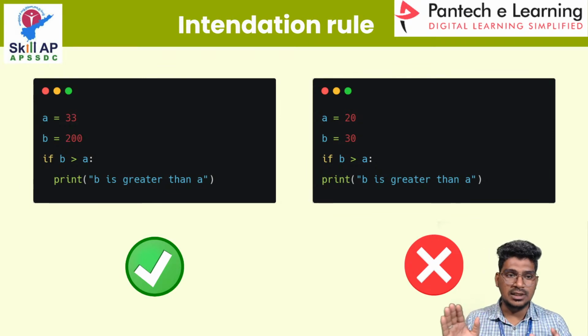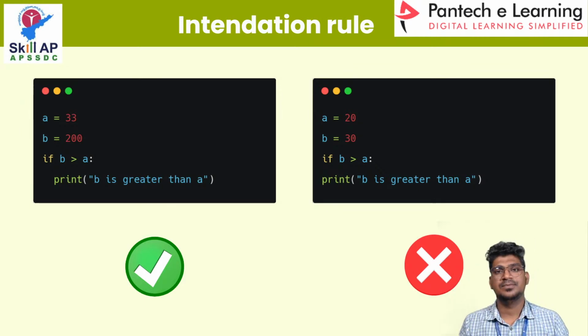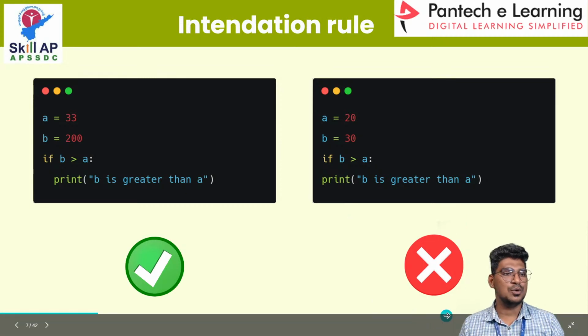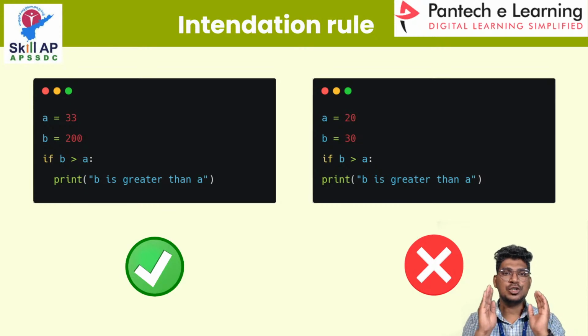So A is equal to 33, B is equal to 200. If the condition B greater than A, then the indentation is going to be there. Indentation is nothing but a tab or space. So this is the right format. If you are not following this kind of format, you will get an error. Of course, it is wrong. Hope you guys understood this when you see this particular slide behind me.